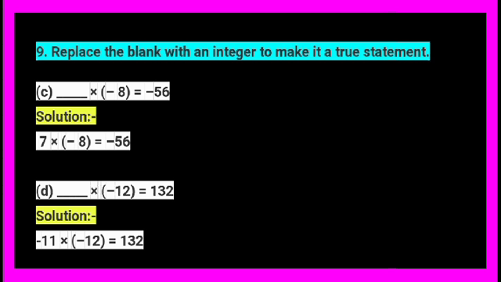C is dash multiplied by -8 is equal to -56. Now we have this number negative and the answer is also negative. And we know that to get a negative integer as the answer, one of the numbers should be negative. And here 8 is negative, right? So we have to take this number positive to make the answer negative. So dash multiplied by 8, that means 7 multiplied by 8 is equal to 56. So the answer is 7.